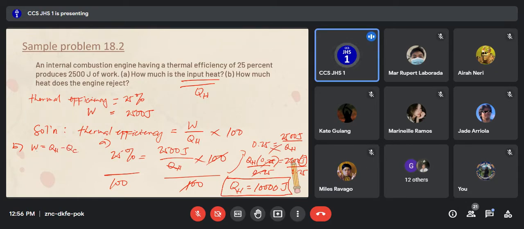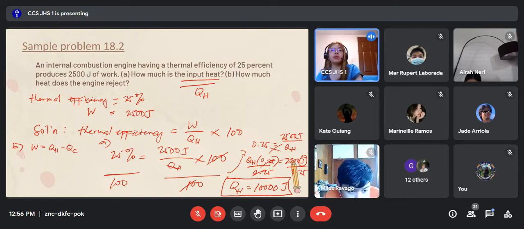Let us now substitute the work done and rearrange. So QC is equal to QH minus work. QH is given as 10,000 joules, minus work 2,500. So what is the value of our heat output? 7,500. Okay, 7,500.